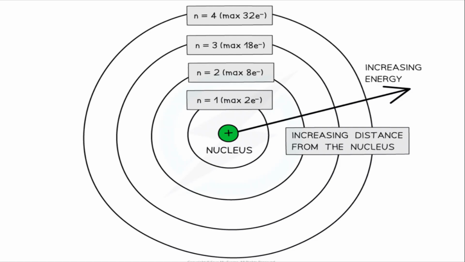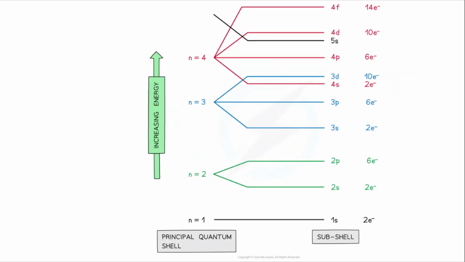Each principal quantum number has a fixed number of electrons it can hold. For example, n equals 1 can hold a maximum of 2 electrons, n equals 2 can hold a maximum of 8 electrons, n equals 3 can hold a maximum of 18 electrons, and n equals 4 can hold a maximum of 32 electrons.